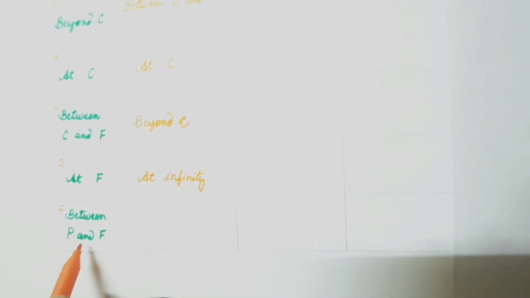Last position of the object, between P and F, means pole and principal focus. For this, the image will be formed behind the mirror.